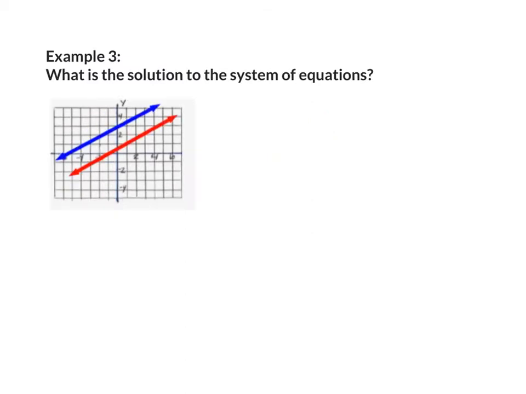Example number 3. What is the solution to the system of equations? Now remember, the solution to the system of equations is where the two lines intersect. In this case, they will never intersect because they're parallel lines. Therefore, our answer is no solution.